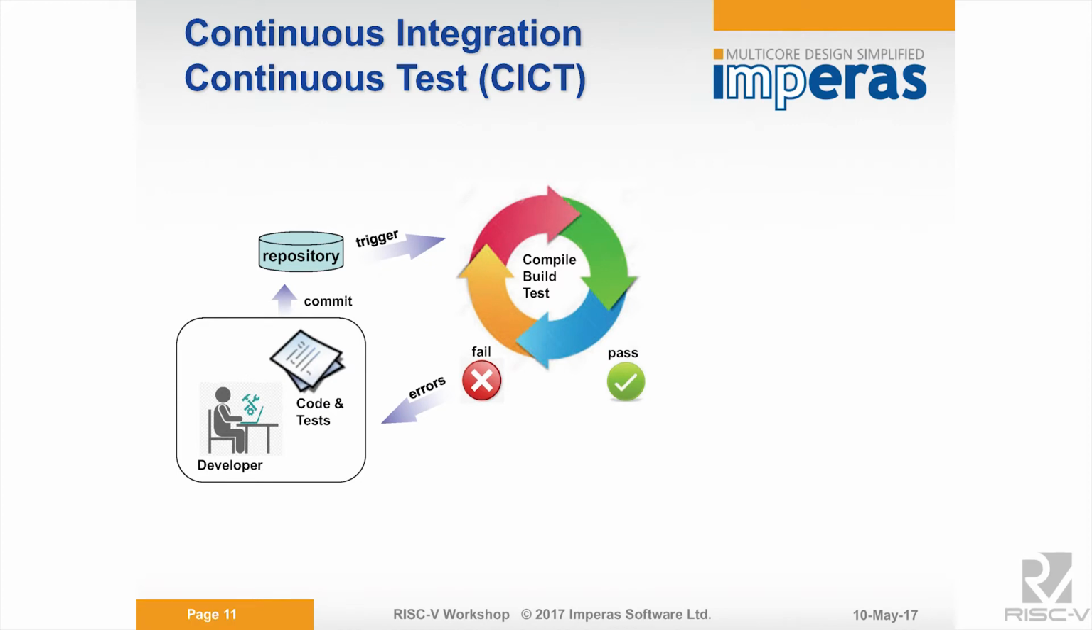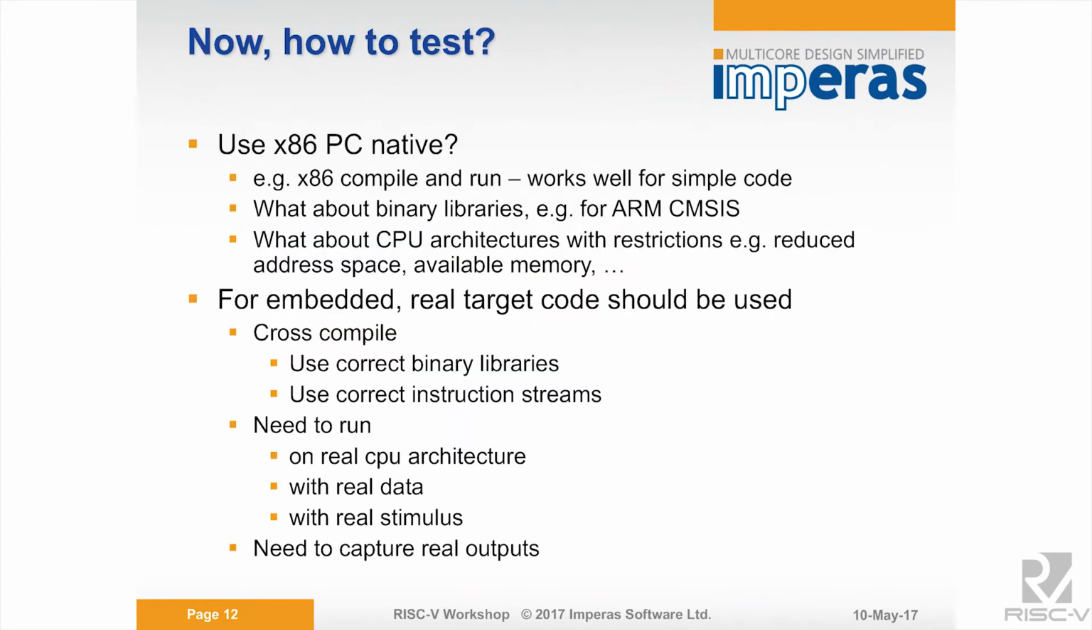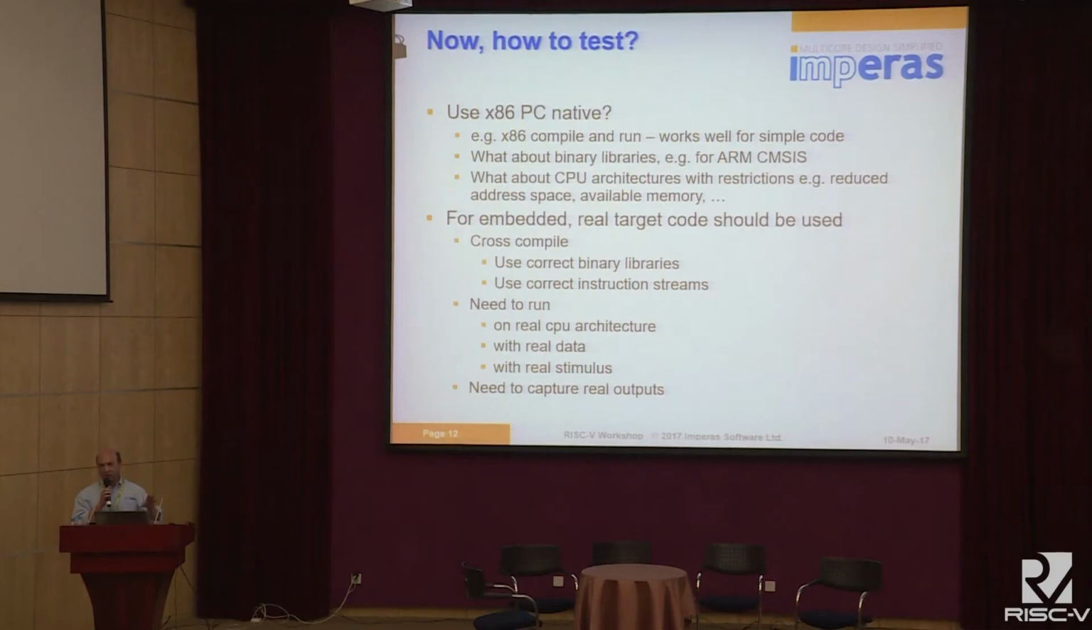So moving on to the testing itself, how to do this testing. You can use an x86 PC native. In other words, you can compile your embedded code to x86 and run that. This works well for fairly simple code. For example, in the automotive industry, running on x86 has been standard procedure for a long time. But now, as the automotive industry is moving towards more complex software, multi-core devices using more complex operating systems, using AutoSAR and things like that, running on x86 doesn't work. There isn't actually, as far as I'm aware, an AutoSAR port for x86.